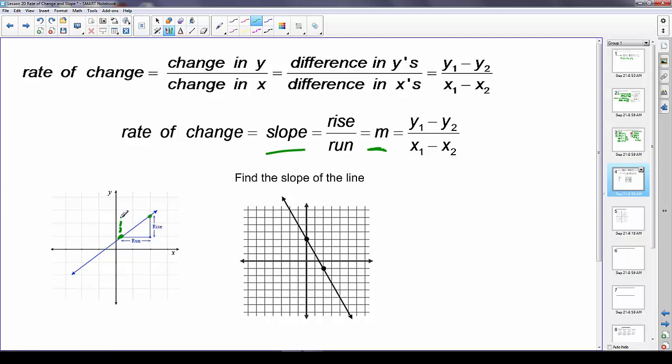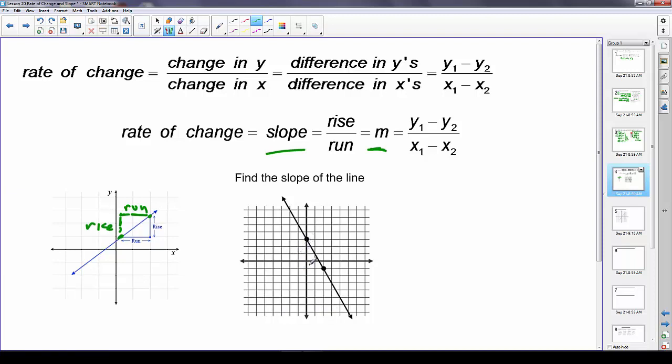You can also go this way as well. Rise is the up and down. The run is the across. So if I want to find the slope of this line, I usually do my up and down first and my left and right second, and you can start from either point. I'll show you how to do that.